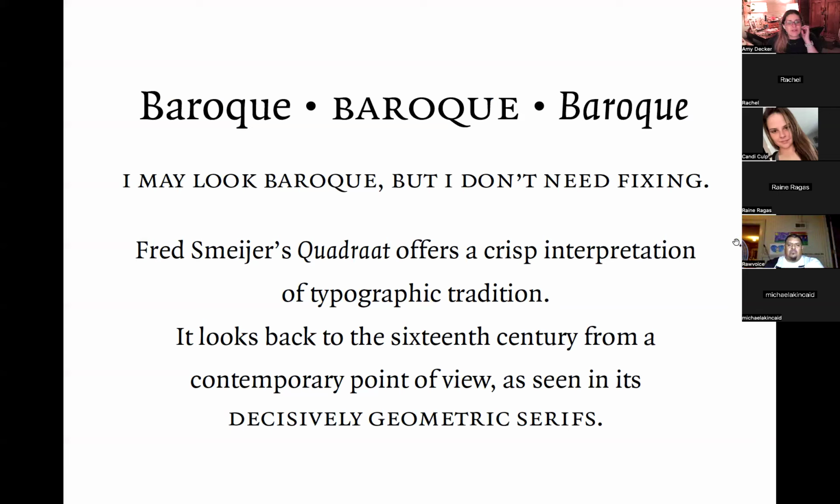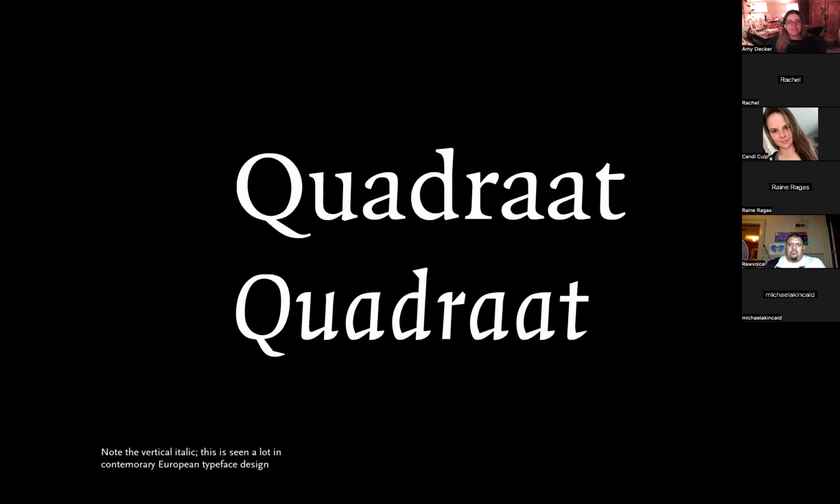Here's another one. Fred Smeijers' Quadraat offered a crisp interpretation of typographic tradition. This is looking back at the 16th century point of view, and you can see it's a very decisively geometric serif. So here it is in Roman across the top. The middle is the small cap, and then the italic is to the far right. And here it is in Roman and italic.